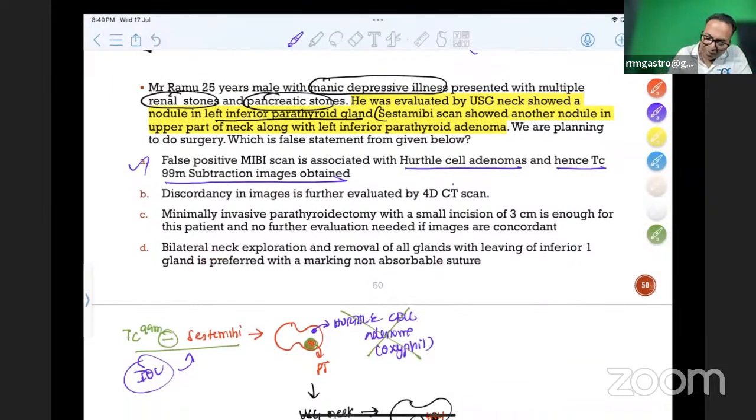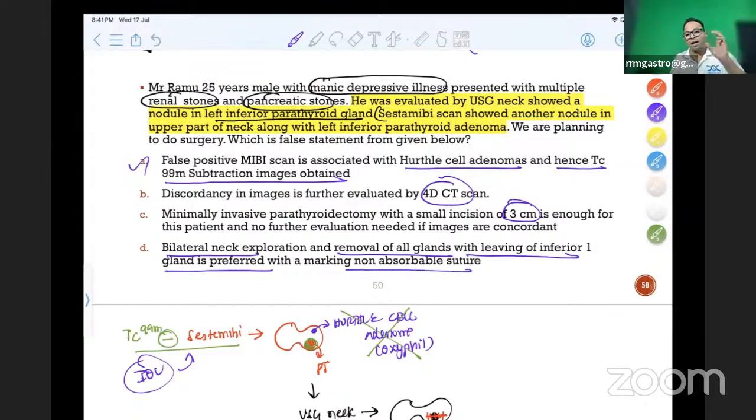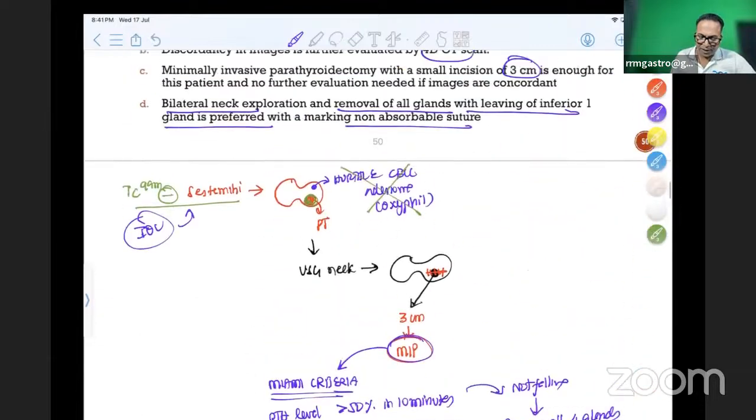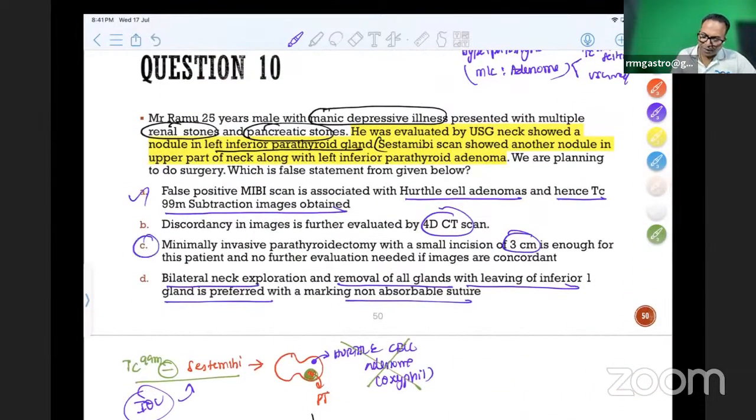Discordancy in images is evaluated by CT scan. Minimally invasive parathyroidectomy with a 3 centimeter incision is enough and no further evaluation is needed. Bilateral neck exploration and removal of all glands, leaving 1 gland, is preferred, with marking using a non-absorbable suture. Either you remove all the 4 glands or leave half of a gland in the neck itself. Anything you can do. But there are 2 surgeries: one is minimally invasive parathyroidectomy, another is bilateral exploration. Okay, that is a point. This is a flow chart. So the answer here is that minimally invasive parathyroidectomy with a small incision of 3 centimeters being enough is wrong.